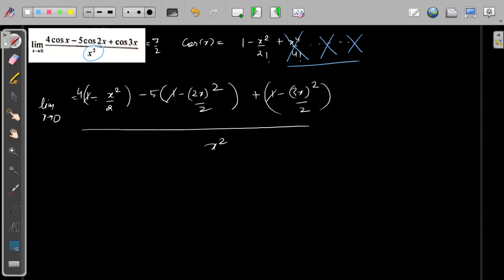So you simply have to calculate the x square terms. We know x square will get cancelled. So 4 by 2 plus this is 5 into 4 by 2, and this is minus 9 by 2. Sorry, this is minus 4. So this is 20, this is 20 minus 9 minus 4 by 2. So this is 7 by 2. 20 minus 13, 7 by 2. So the answer is 7 by 2.